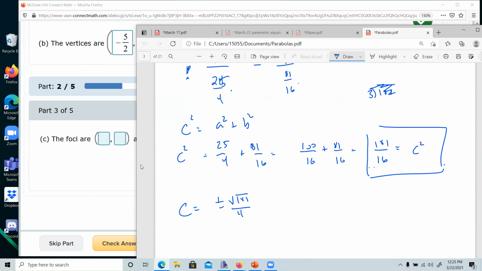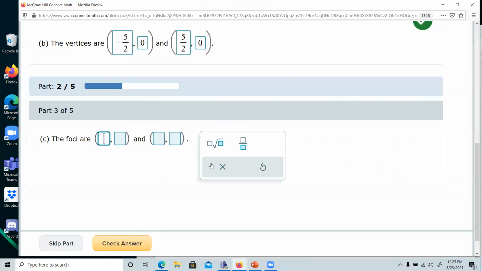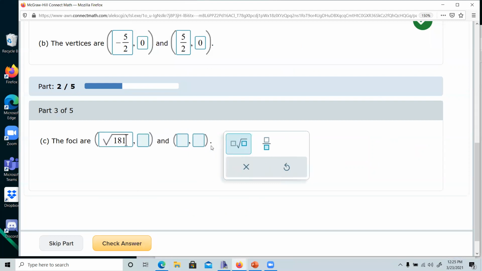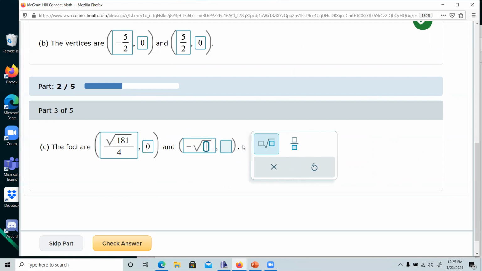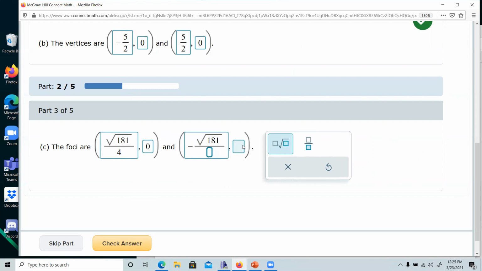Okay, and again, we're in the same line as the vertices. Since the vertices were just on the x-axis, we're just going to say, okay, well, this was root 181 over 4, 0. Here we have negative square root 181 over 4, 0. Okay. And we'll check our answer.